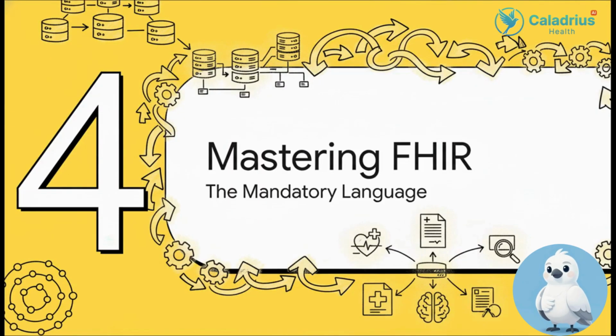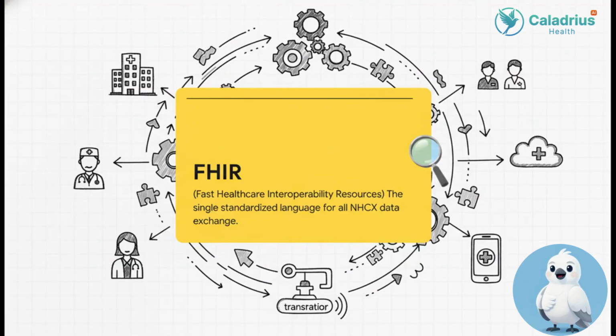Next, let's talk about the data itself. The entire NHCX system uses a single mandatory data language. This language is called FHIR. Using FHIR is not optional. It is the only language the network speaks. Everyone must use it. This is what ensures true interoperability across the ecosystem.